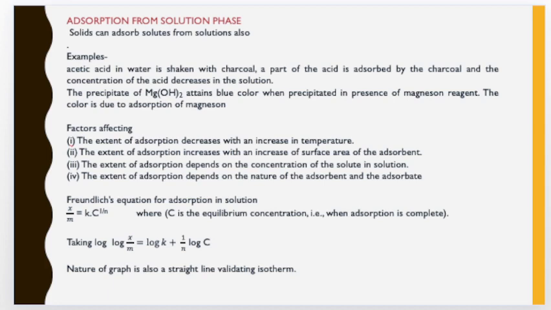Alright, and the next example is the precipitation of magnesium hydroxide, Mg(OH)2, which attains a blue color when precipitated in the presence of magneson reagent, and this color of the precipitate is due to the adsorption of the reagent.